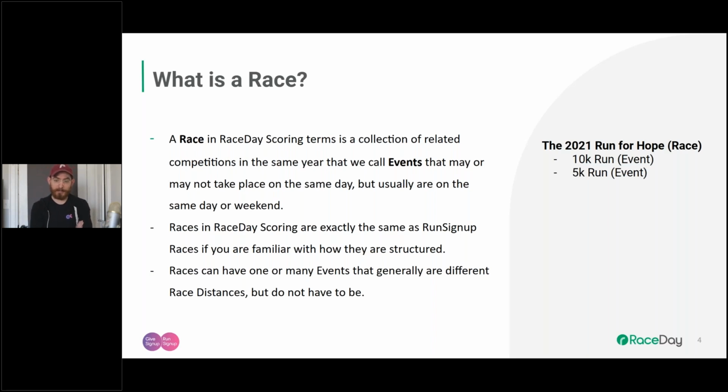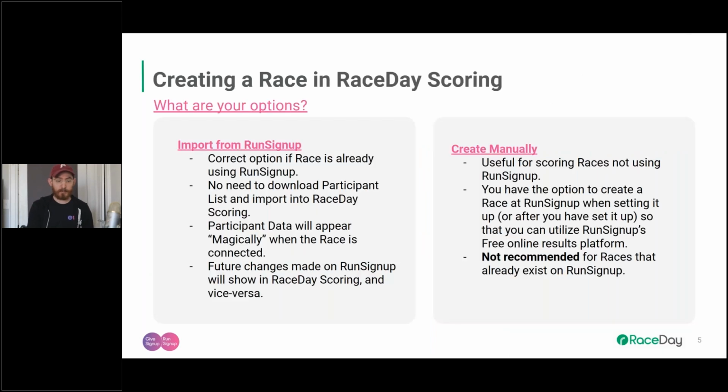That's a race. And then within that race, you've got an event called the 10K Run and another event called 5K Run. So that's the terminology that we use here at RunSignup, and it's the same thing in RaceDay scoring. You've got your race and you've got a bunch of events within that race. So they're exactly the same as they are in RunSignup. And you can have one or more events that are generally different race distances, but do not have to be. Sometimes registrations will set up things that have like a 5K run and a 5K run club pricing and a 5K run age pricing and things like this. That's all supported in RaceDay scoring.